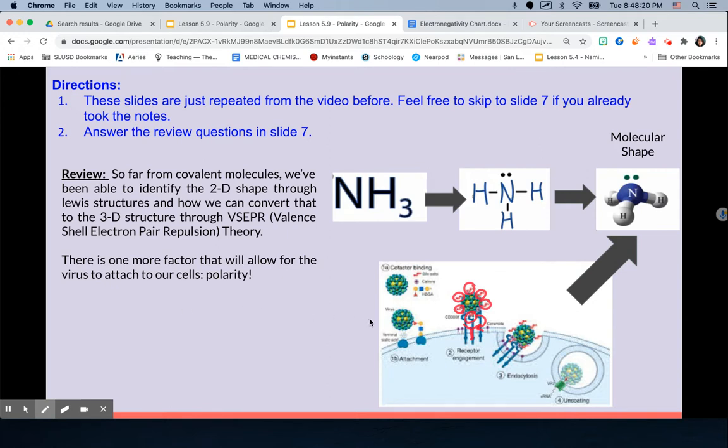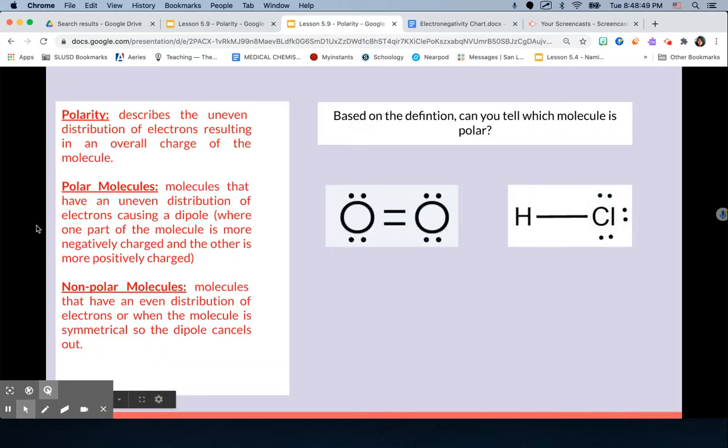Right? But there's one more thing that the virus needs to get inside our cell besides just the correct molecular shape or 3D shape. And that thing happens to be called polarity. So in this video, we're going to go over what polarity is, and when we come back from break, we're going to talk about how this relates to viruses or flavors of things, right?